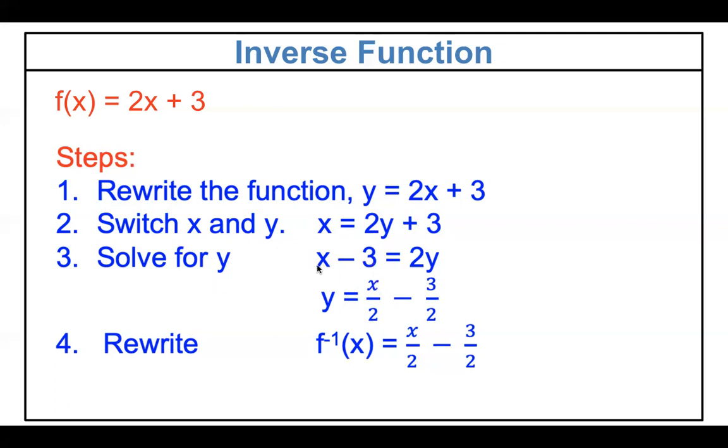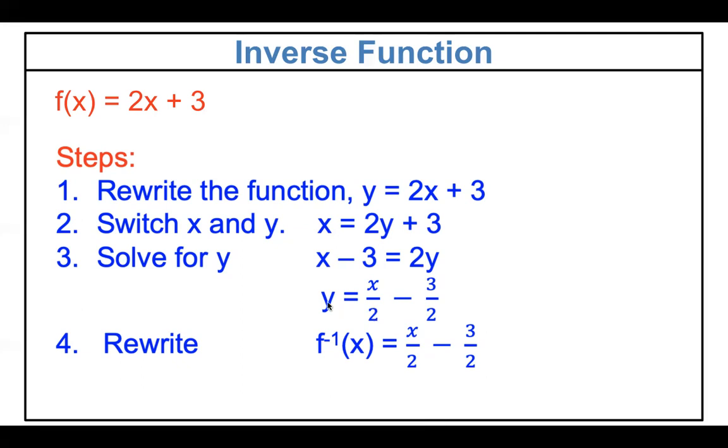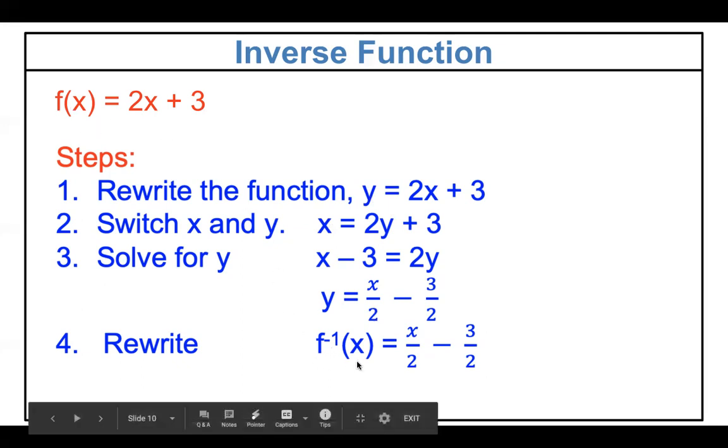Or you can divide it separately. So divide everything by 2, same thing. So x over 2 minus 3 over 2. And this is the inverse function. So instead of y, how do we write the inverse function? This y is different from this y. So to differentiate from f of x, we say the inverse function is like this: f inverse of x equals x over 2 minus 3 over 2.